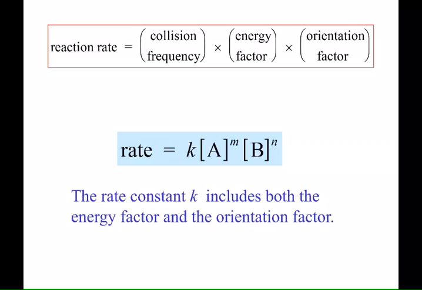So the K, that rate law constant, is for a specific reaction rate of a specific reaction, and it's at a specific temperature. So that K must include both the energy factor and the orientation factor. Don't blame me, because actually I have another K coming up. Like, are you serious? And we're still not done. We have more K's coming up.